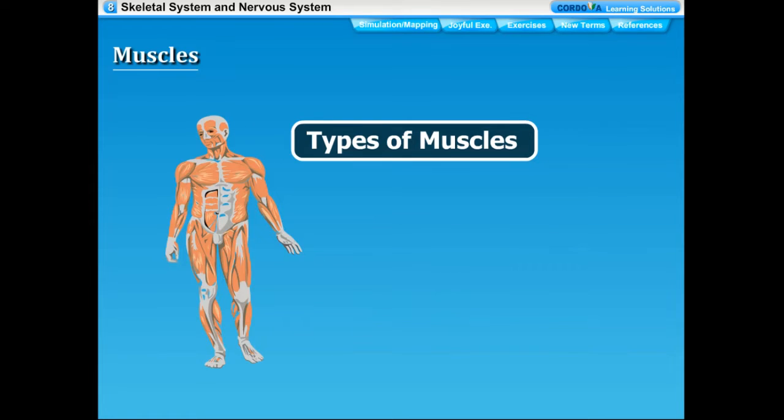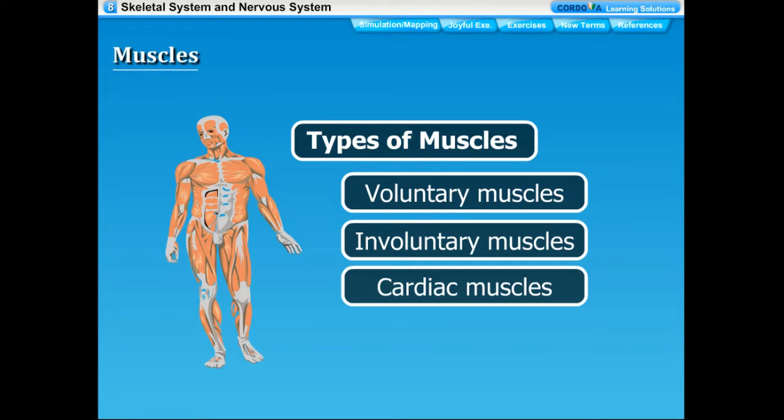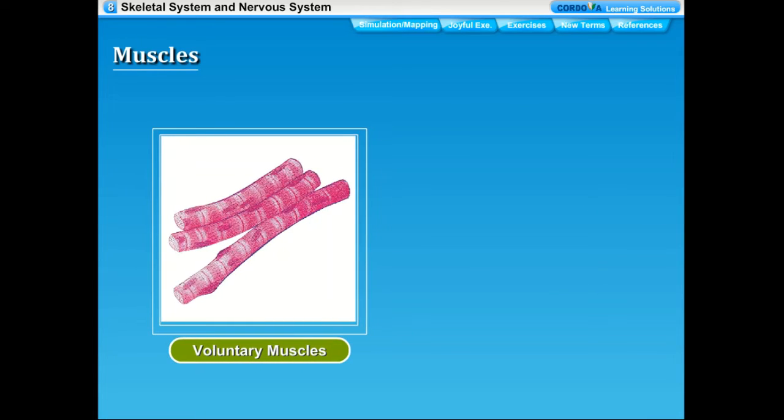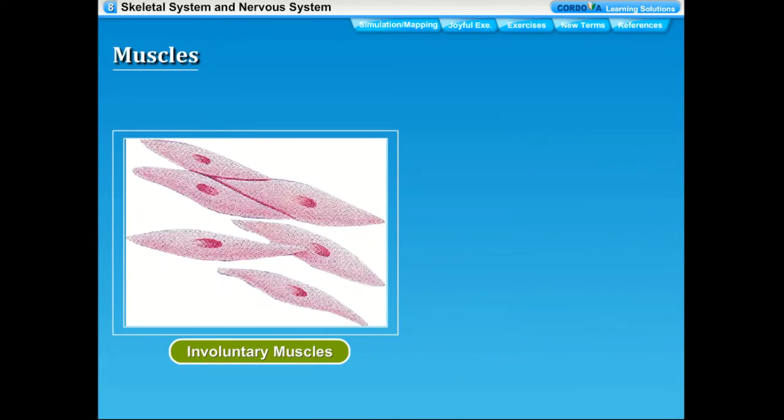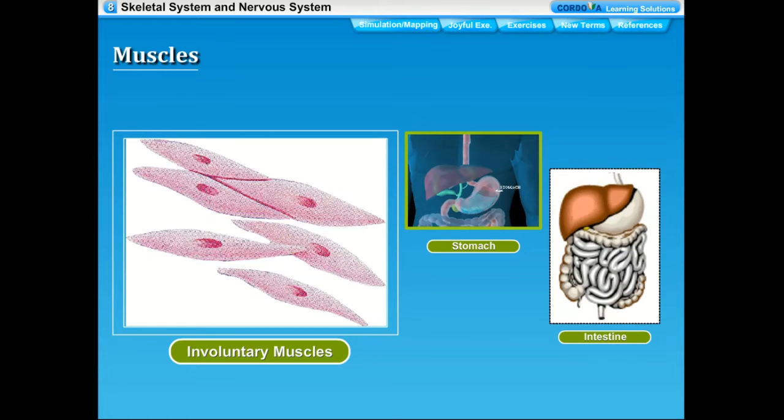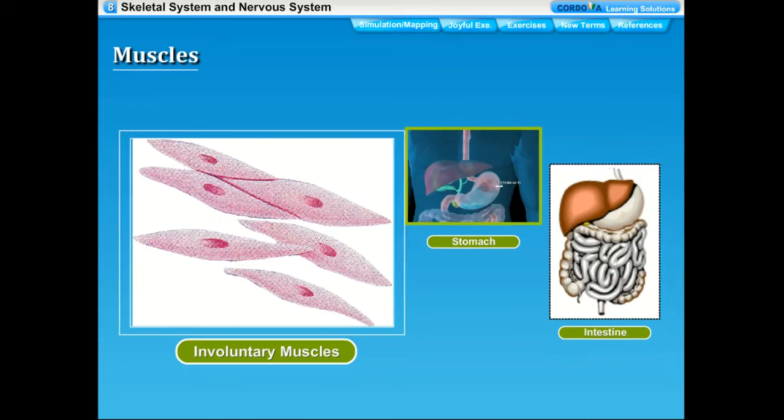Types of muscles. Our body has three types of muscles. Voluntary muscles. The muscles that are under our control are called voluntary muscles. Muscles in our arms and legs are examples of voluntary muscles. Involuntary muscles. The muscles that work but are not under our control are called involuntary muscles. They work automatically. Muscles in our stomach and intestine are involuntary muscles.